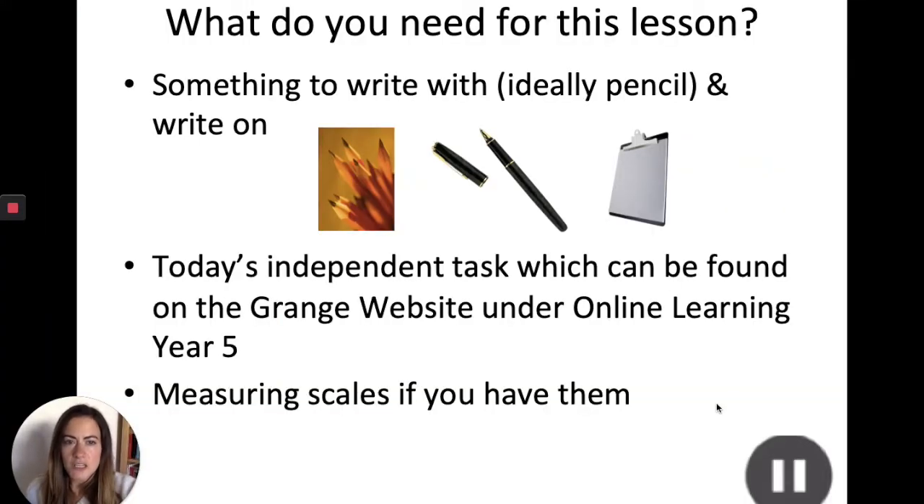What do we need for today? You need something to write with, something to write on. You may want to find today's independent task on the website, and there's also a help sheet on the website today to help you with your independent task, so you might want to get that ready. If you have some measuring scales in your house, the kind that you use for cooking or the kind that you use to weigh your body, you might want to have them with you just to have a look at. You don't need them for the lesson, but it might just be helpful so that you can see what we're talking about.